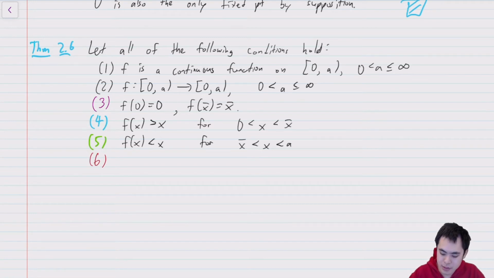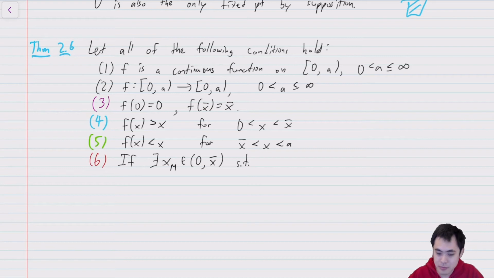And 6, and this is a slightly more complicated condition. So if there exists some x sub m in the interval between 0 and x bar, such that it's a maximum, so such that f of x sub m is equal to the supremum over x in 0 x bar of f of x. So if there exists a maximum, then f is decreasing.